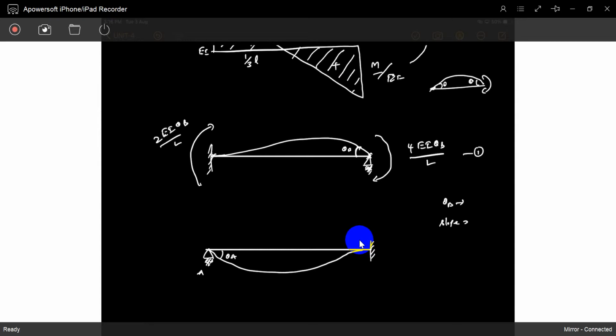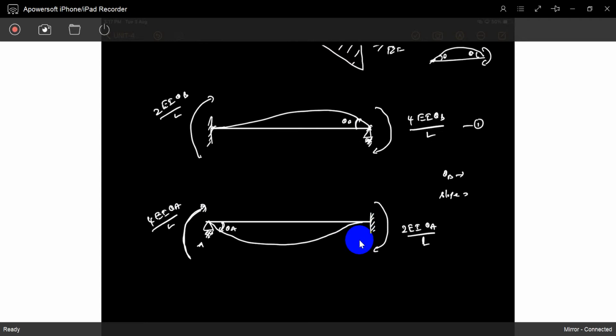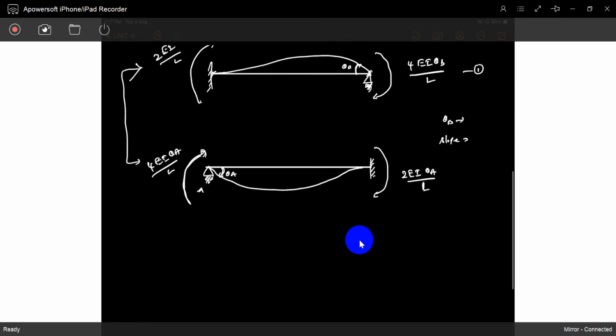That means if you give that rotation, how much is experienced? At A, it experiences 4EI theta A by L in this direction. You already know it. If you apply a moment in this direction, it will give a slope in this direction. Same thing. At this joint, how much is experienced? In the same direction it will experience 2EI theta A by L. Okay. That's it. Same thing, exactly the same but for A and for B. Okay.